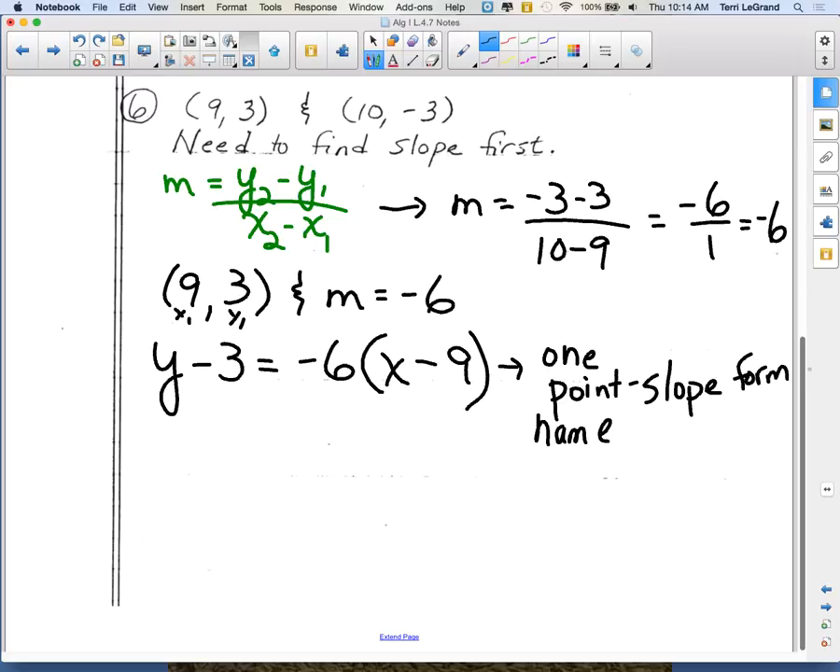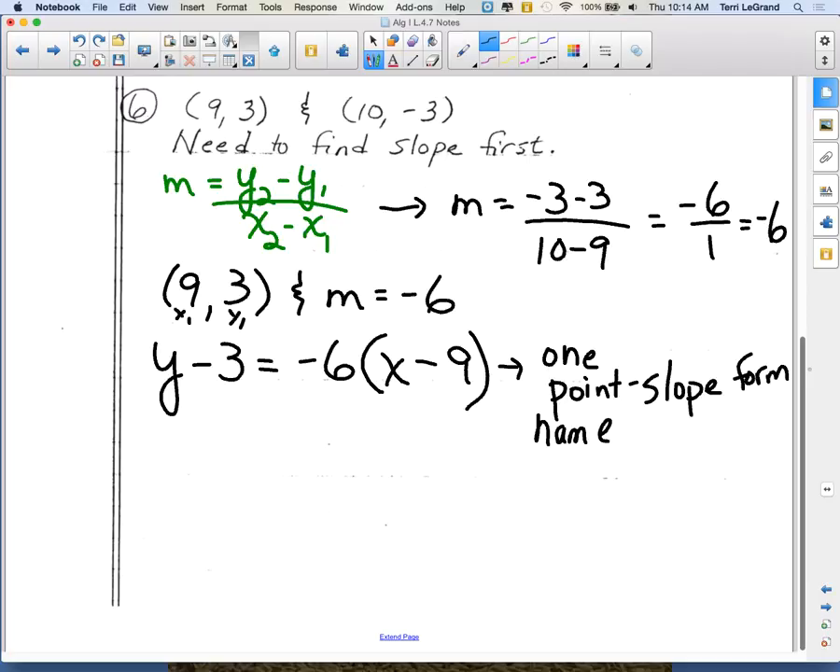How about slope-intercept form? How many names are there for any given line in slope-intercept form? How many slopes does a line have? 1. How many y-intercepts does that line have? 1. So how many different names can there be? Only 1. There's only 1 name in slope-intercept form.